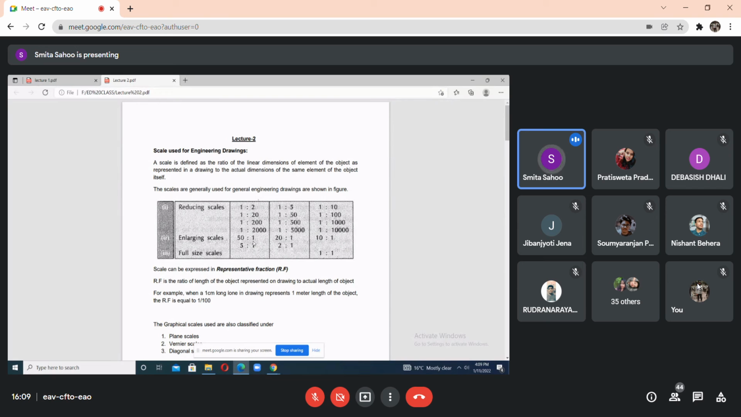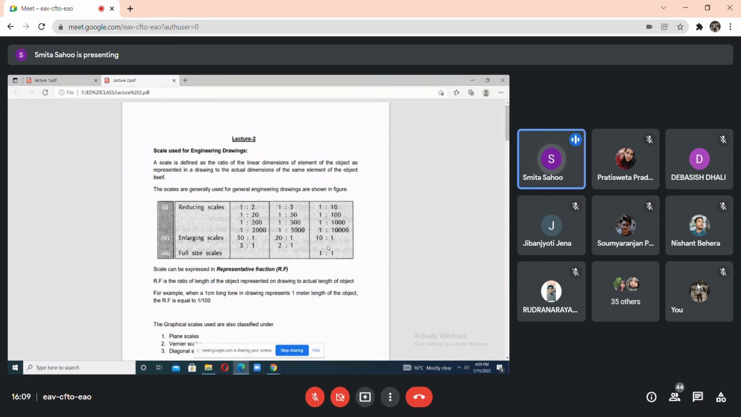So if the object is quite small to be represented, then we can show it by magnifying its dimensions. It can be from 50:1 to 2:1. We can double the size, or it can go up to 50:1 also. It can be 20:1 or 10:1.